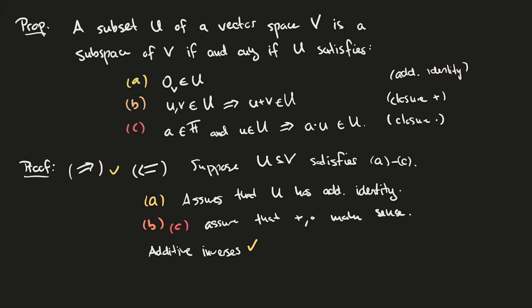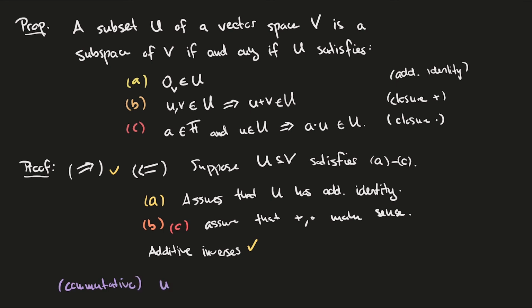Now the remaining thing that we need to check are the identities that need to hold in U. However, it turns out that they automatically hold in U because they hold in V, and U is a subset of V. To illustrate this, let's look at the commutative property.